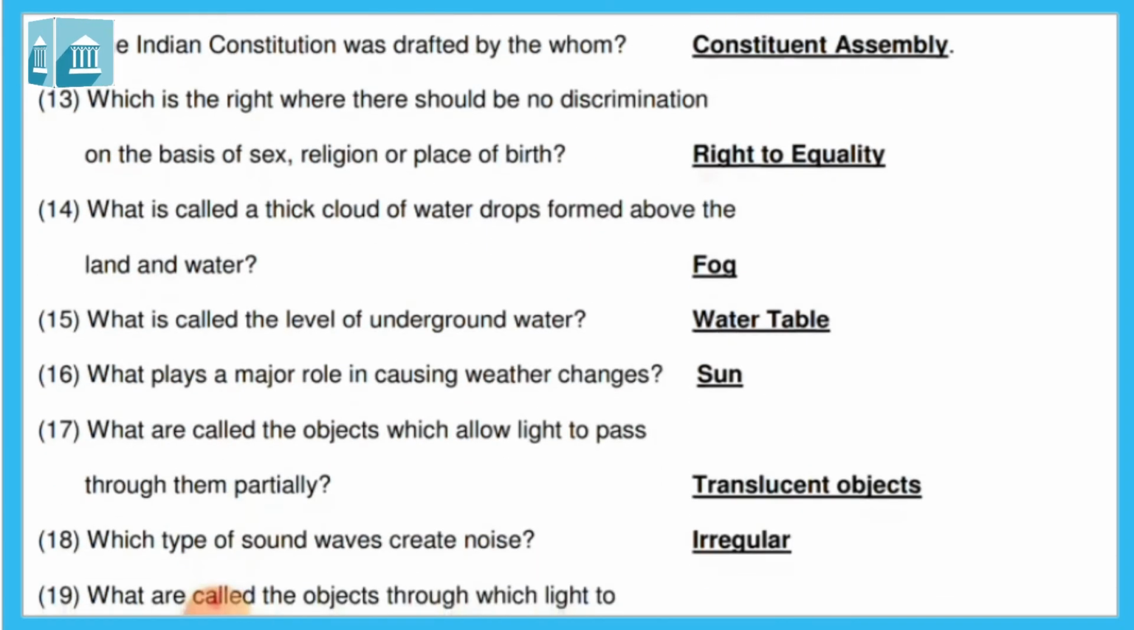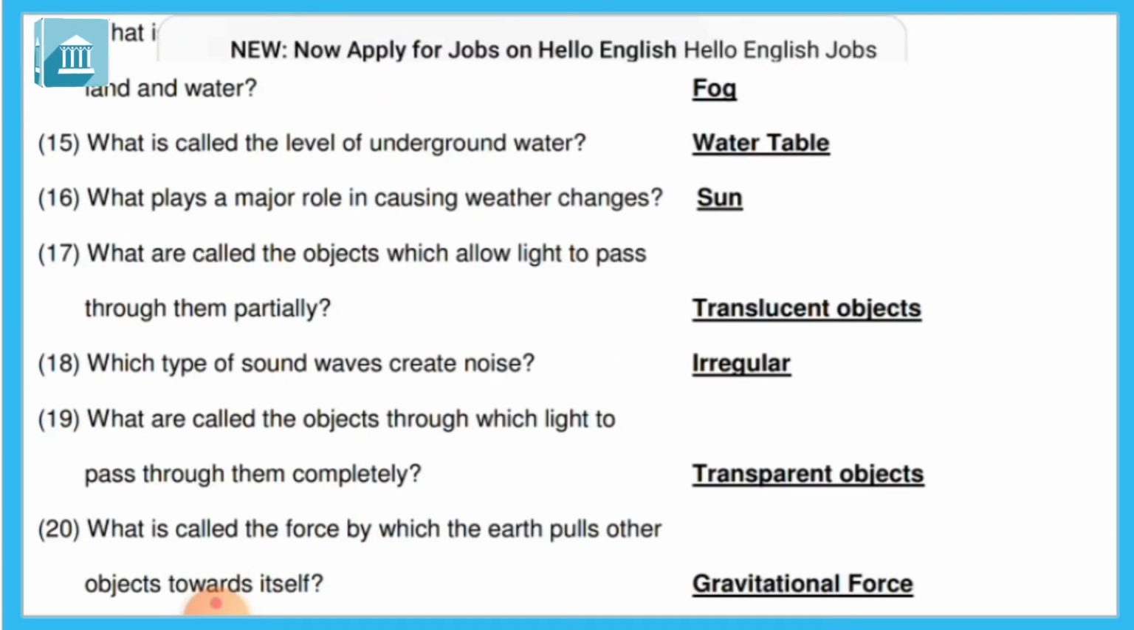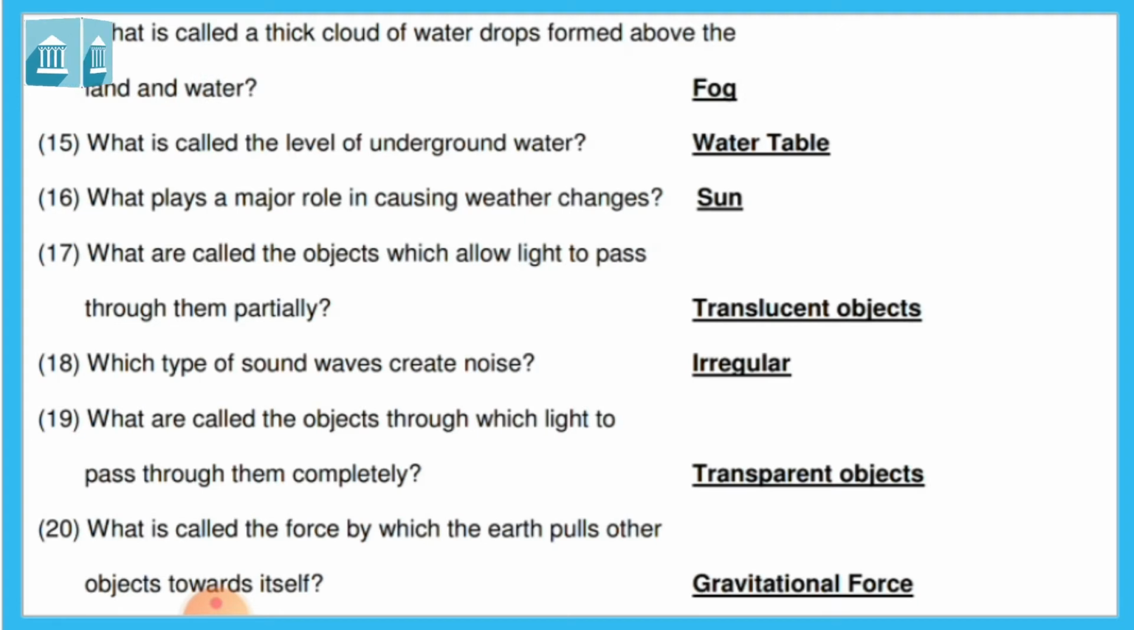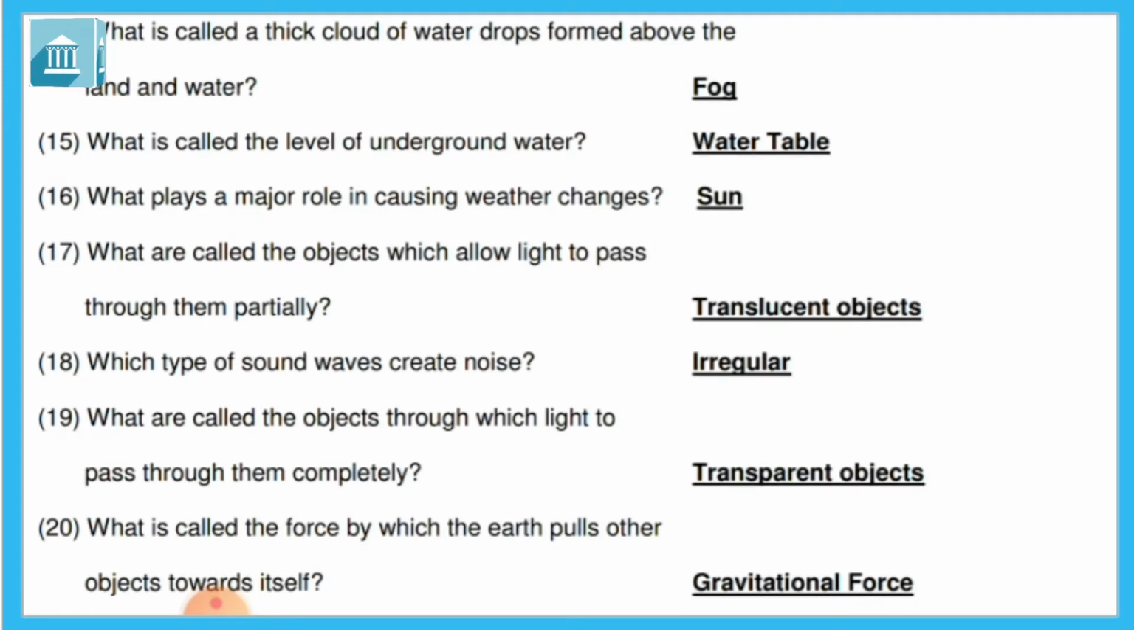5th one, what is called the level of underground water? The level of underground water is called water table. To know how much water level there is underground, below the earth, one word is used: water table.